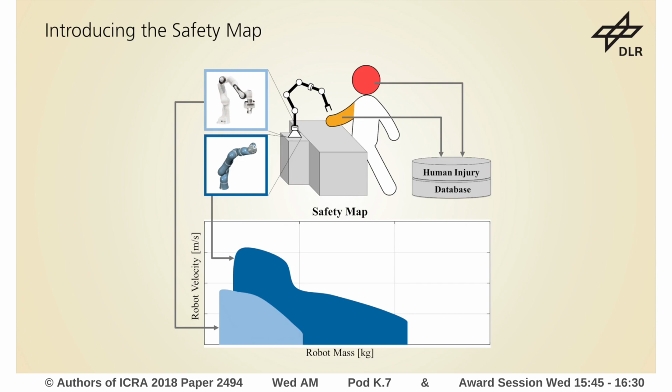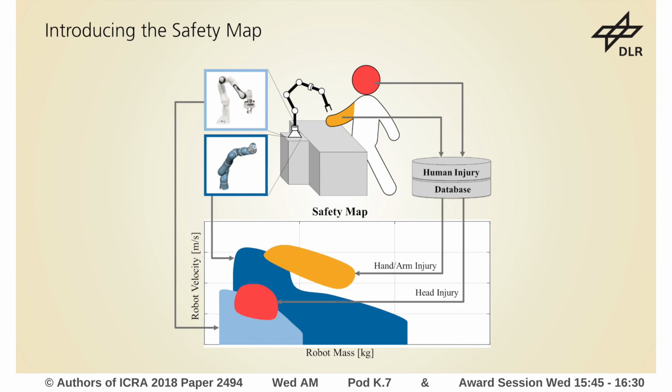For all human body parts that may be hit during task execution, we obtain the corresponding injury data from a database and also illustrate the data in the safety map. We may now combine the mass-velocity representations of robot dynamic properties and human injury data in order to analyze which robot is capable of producing a certain type of injury.